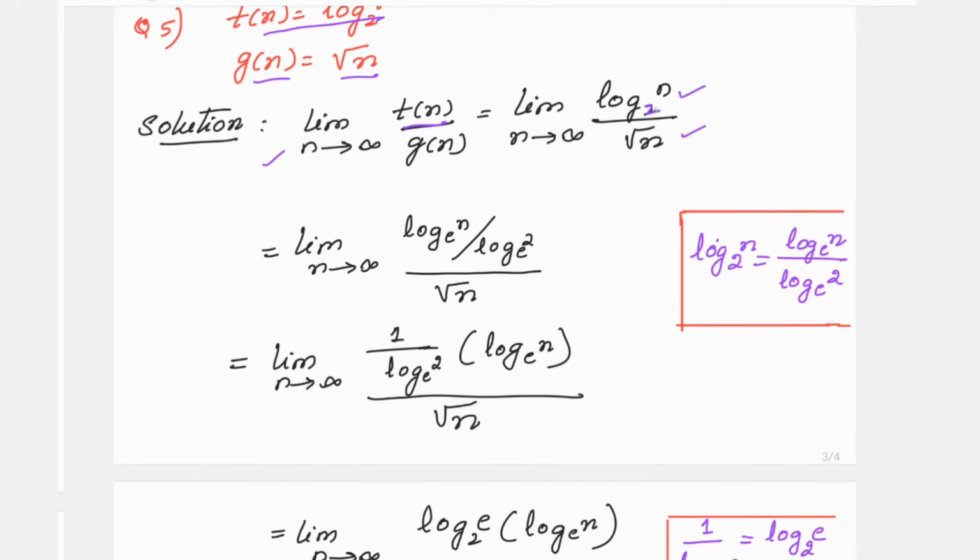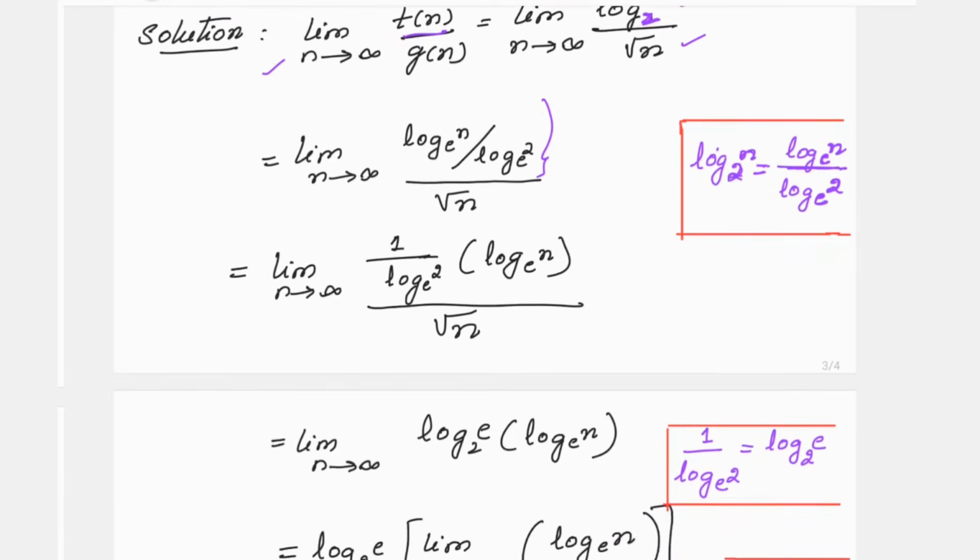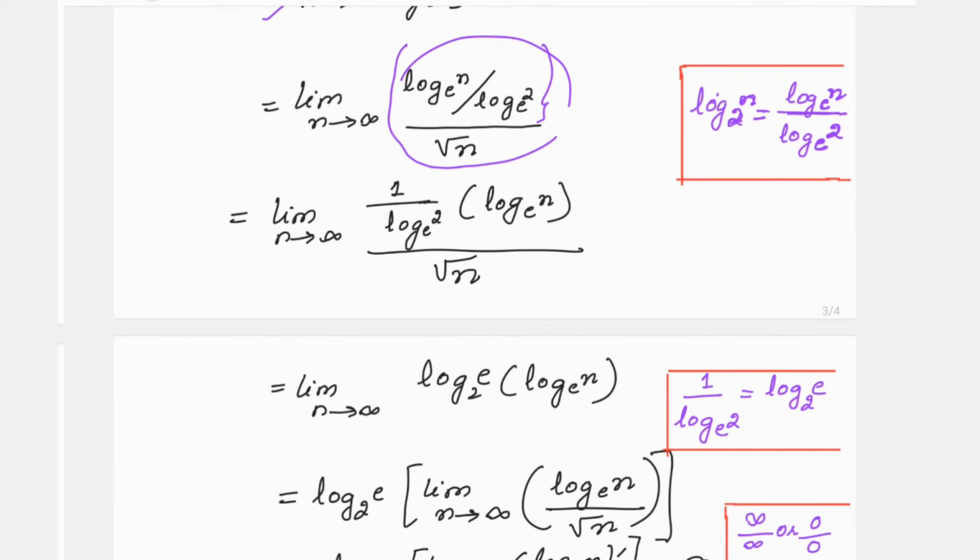Fine. Now what are you applying? There is one simplification formula. Whenever you get log n to the base 2, it is always equal to log n to the base e divided by log 2 to the base e. So this one you are substituting here. In the numerator, whatever you got as log n to the base 2, you are substituting with this one. Then the denominator root n, you will keep as it is. Now further you will simplify this whole term and you will get this expression.